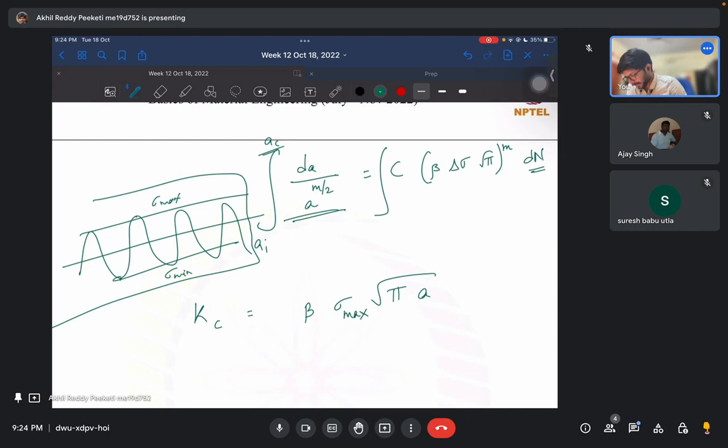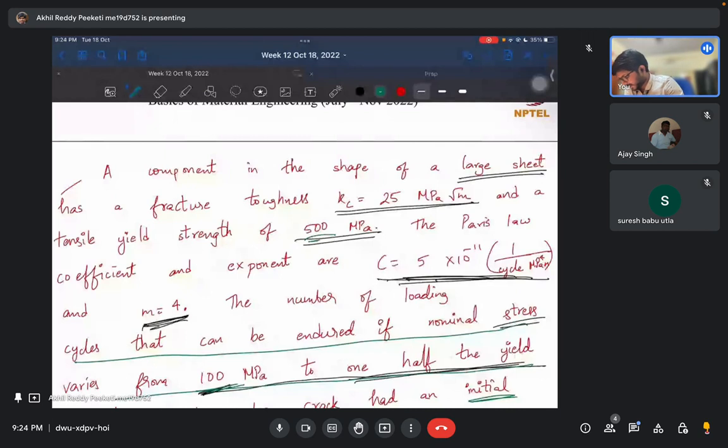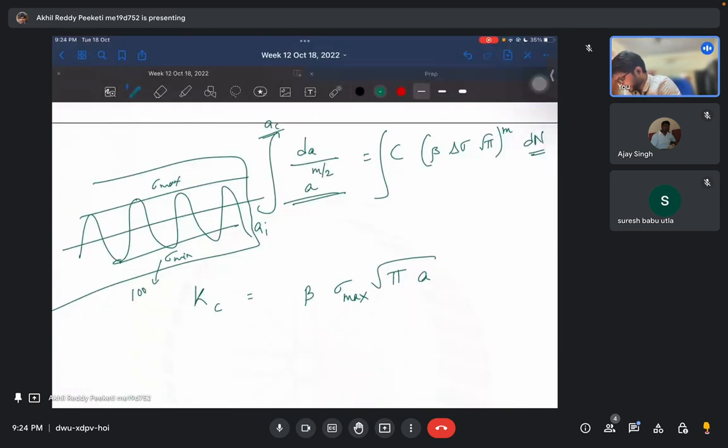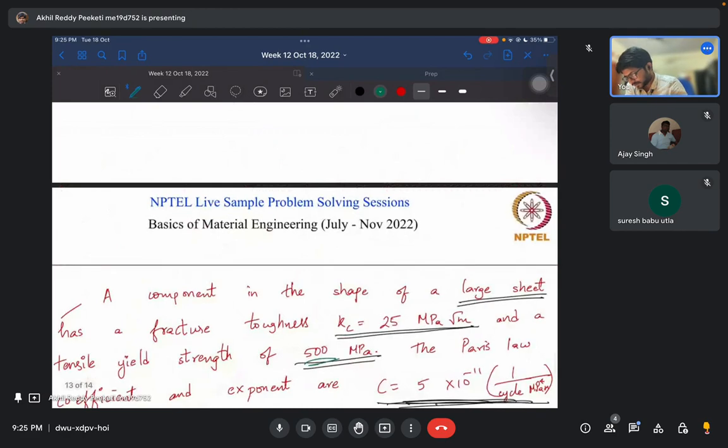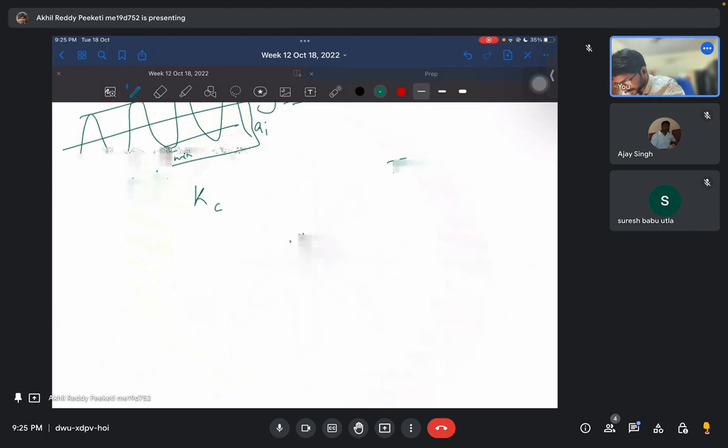Okay. Now they have given the nominal stress varies from 100 MPa to 1/2 of the yield strength. And what is that yield strength? 500 MPa. So sigma is actually varying from 100 MPa to 250 MPa. So in that case, Kc is given as 25 MPa root m.